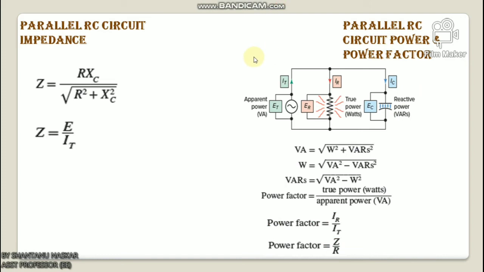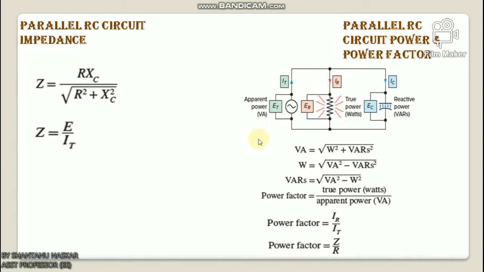After this, I will talk about the parallel RC circuit impedance. The impedance Z of the parallel RC circuit is similar to that of a parallel RL circuit and is summarized as follows. Impedance can be calculated directly from the resistance and capacitive reactance values using the equation Z equals R XC over root over R square plus XC square. Impedance can also be calculated using the Ohm's law equation, Z equals E by IT. So the impedance of a parallel RC circuit is always less than the resistance or capacitive reactance of the individual branches. Now let us talk about the power and power factor of the parallel RC circuit.